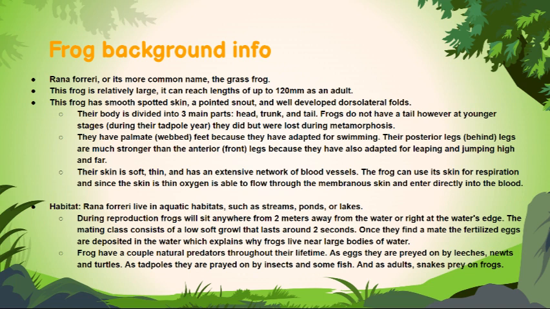Now, frogs obviously live in aquatic habitats such as streams, ponds, or lakes, and during reproduction, the frogs will hang out near the water and attract mates using soft, low growls. And the way frogs mate is almost similar to fish in that the eggs are fertilized externally, and then they are deposited in the water.